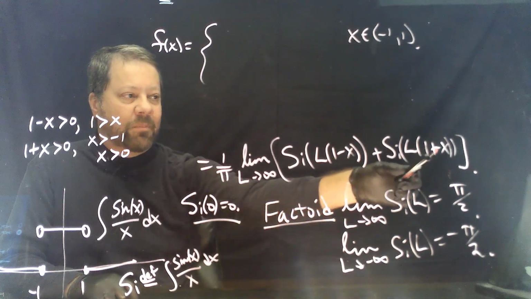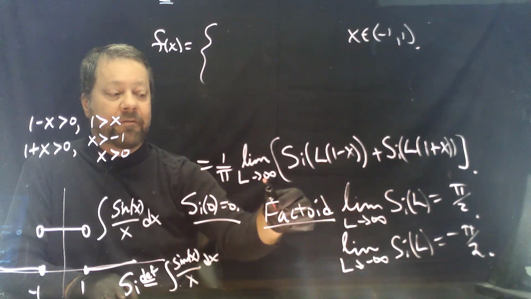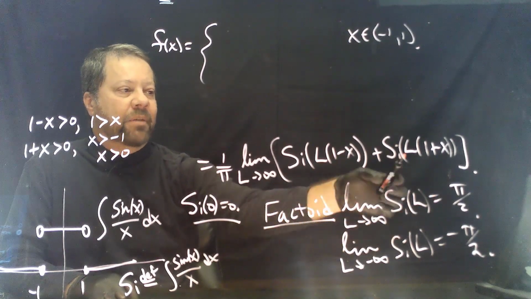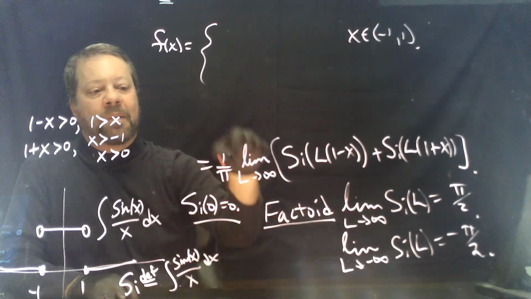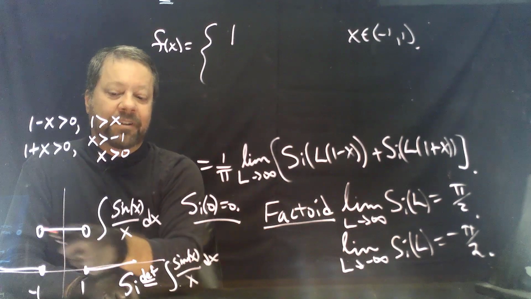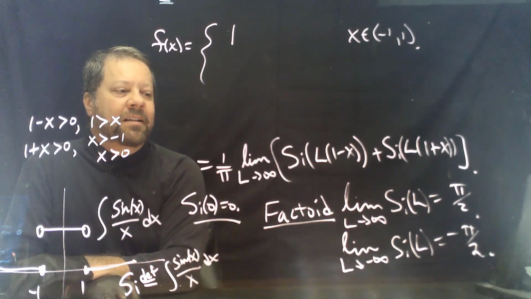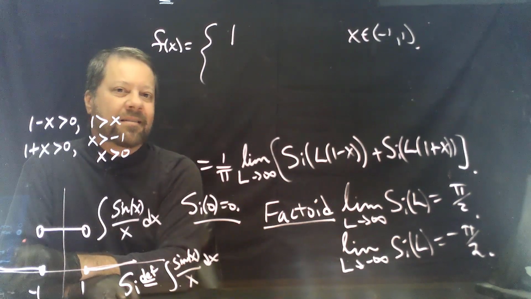1 minus x and 1 plus x are both positive. The sine integrals will both be going to infinity. You'll end up with pi over 2 on both of those, which adds up to pi. And so multiplying by 1 over pi, you get 1. We're recovering the original function here. The question that remains is, what happens when you're on either of the other sides?